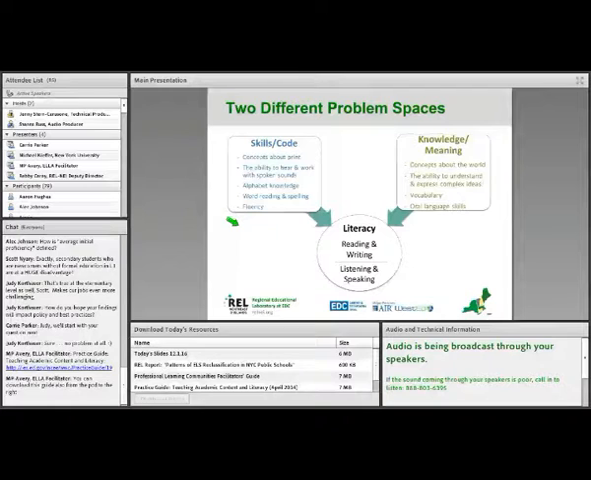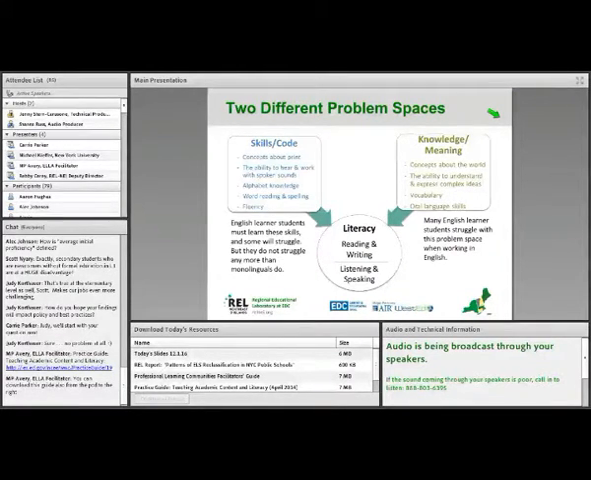So those skills break down into 2 big and different problem spaces. The first problem space is the skills that go into basic reading skills, or code. These are concepts about print, the ability to hear and work with spoken sounds, alphabetic knowledge, word reading and spelling, and fluency. These are pretty commonly known by many elementary school teachers. The other big problem space is around knowledge and meaning: concepts about the world, the ability to understand complex ideas, and vocabulary. Both of these go into what we call literacy, or reading and writing skills, built on a foundation of listening and speaking skills.